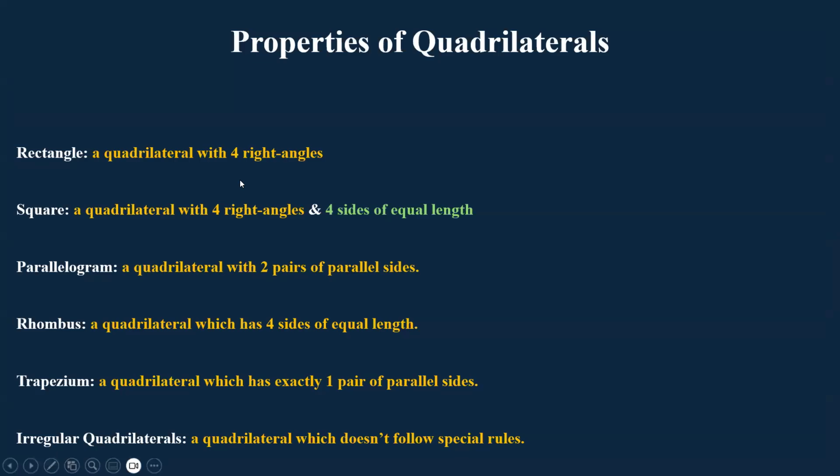Okay, so on the screen, on the left-hand side, we've got a list of the quadrilaterals that we're going to be talking about today. We've got rectangle, square, parallelogram, rhombus, trapezium, and irregular quadrilaterals. And next to them, we have their properties. What do I mean by properties? Who's first on the list? Theo, what do I mean by properties? Do you know?